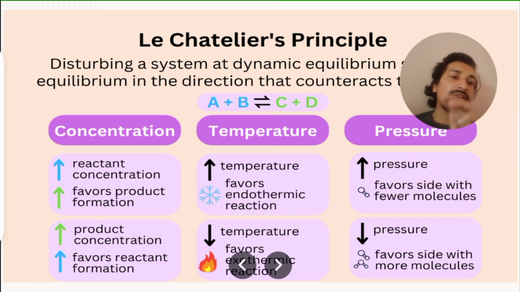If you increase the pressure, it favors the side with fewer molecules. If you increase pressure, whichever side has fewer molecules, it tries to go that side. If you reduce the pressure, it favors the side with more molecules.